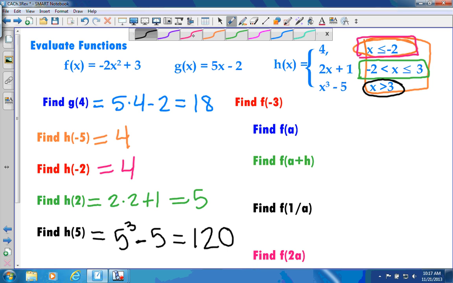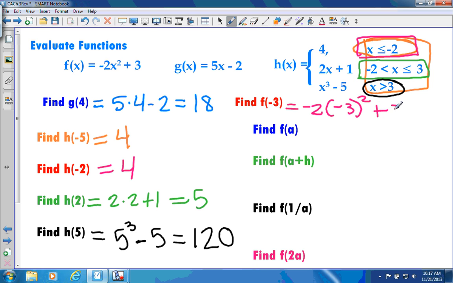Moving over to the other column, f of negative 3. We would have negative 2 times negative 3 squared plus 3. Negative 3 squared is 9 times negative 2 is negative 18 plus 3 is negative 15. If you're given some other variable to substitute into it, like f of a, then you just have to substitute it in and leave it.